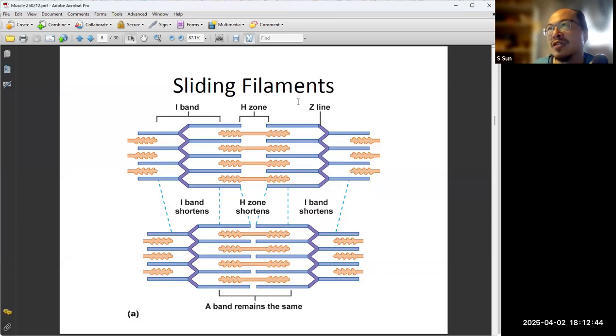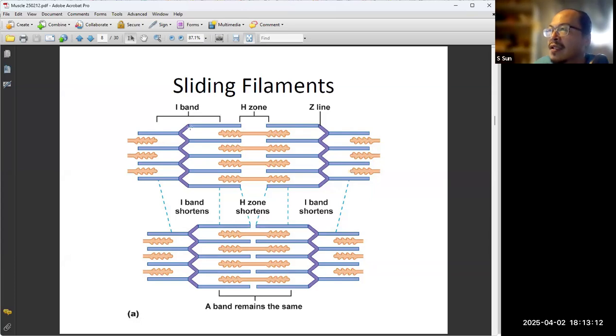This process is also called the sliding filaments process because your thin filaments just slide through the thick filament, and then your muscle becomes shortened. So that's that. You can see that this part is called the H zone, like a hollow, empty space. It will get closed.